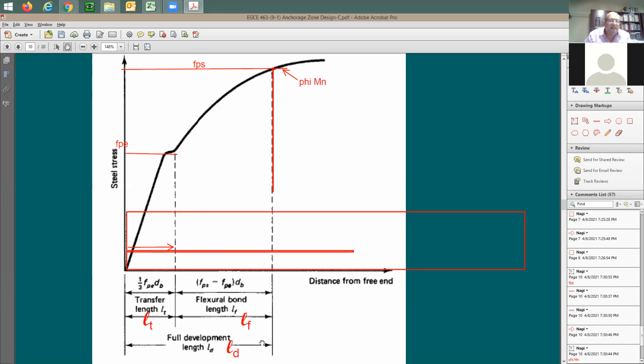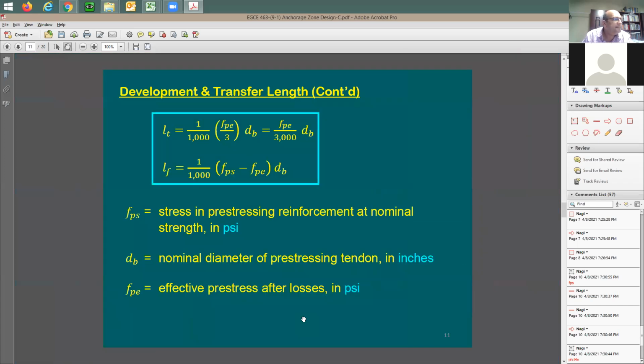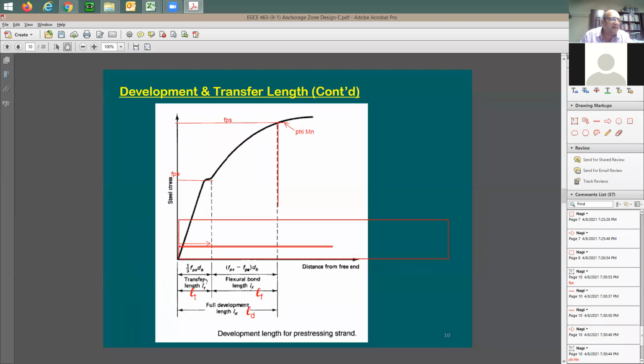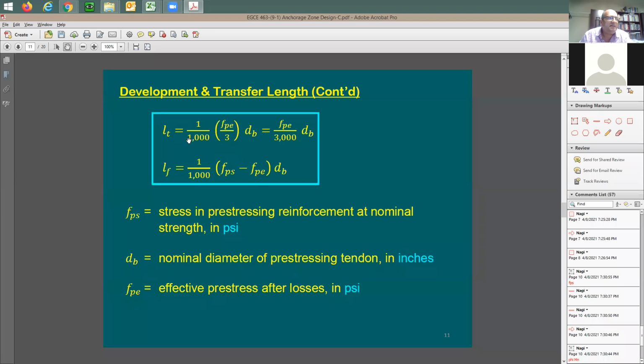The total length is going to be called Ld. So Ld, the development length, is going to be equal to the summation of this Lt and Lf. So we have this empirical equation for the pretension, Lt and Lf, and here's Lt. It's going to be fpe divided by 3 times db. This is the exact equation that I have right here. But in this case, divide by 1,000. Why? Because this is in psi. If you use this in psi, you need to divide by 1,000 just to make it uniform to the equation.